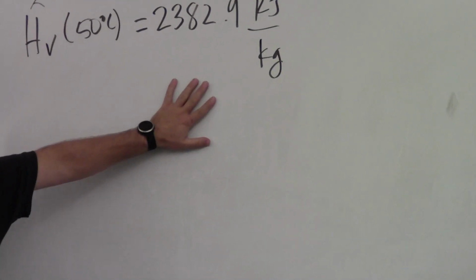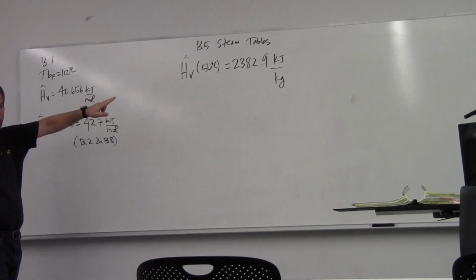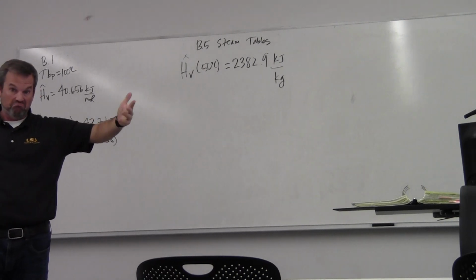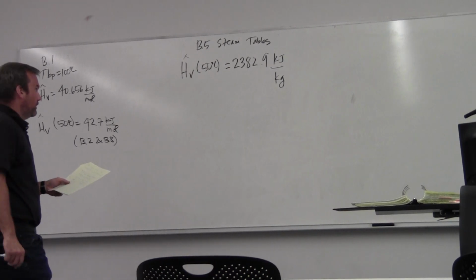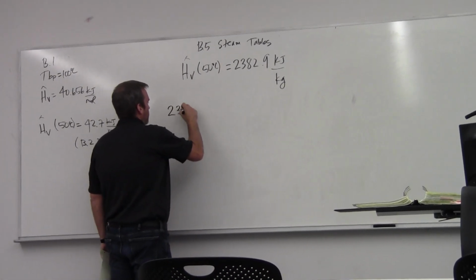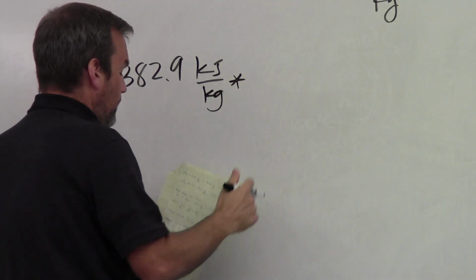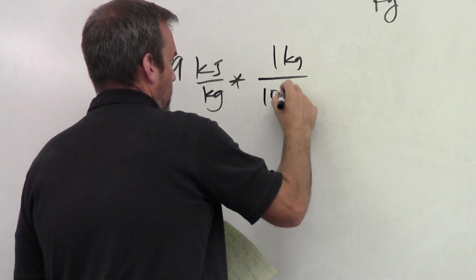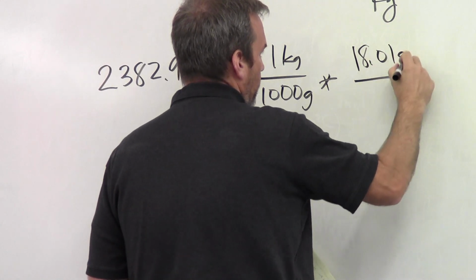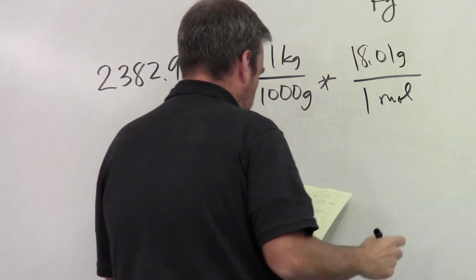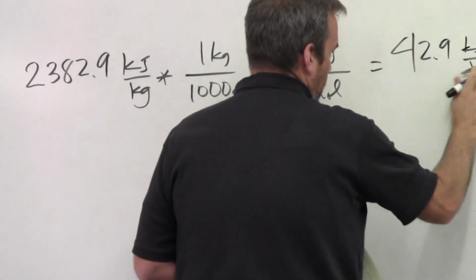All right, so is this the same as this? 42.7 kilojoules per mole, the same as 2382.9 kilojoules per kilogram? I don't know. I can't compare two things that have different units, right? So I've got to do a unit conversion. So I'll say 2382.9 kilojoules per kilogram. And then I'll say 1 kilogram is 1,000 grams. And there's 18.01 grams in 1 mole of water. That gives 42.9 kilojoules per mole.